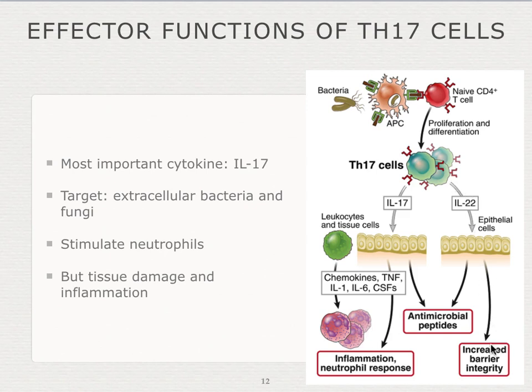And IL-22 actually can increase the barrier integrity of the epithelial cells, so it will be more difficult for new bacteria or fungi to come into the tissue. So this inflammation is characterized by neutrophils, with neutrophils producing lots of oxygen radicals and making these extracellular traps. So this also leads to inflammation and tissue damage that you will see when you're infected with bacterium or fungi.